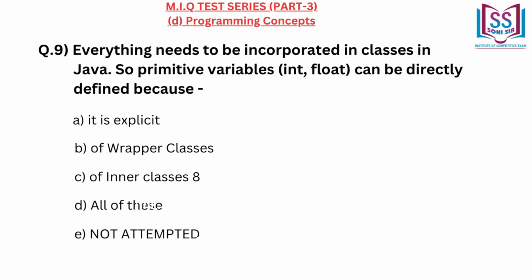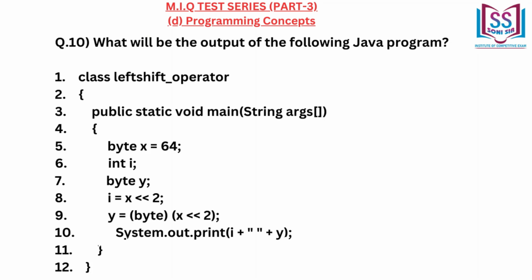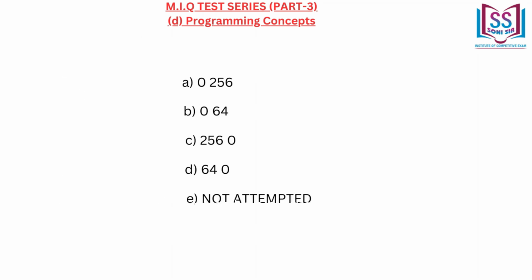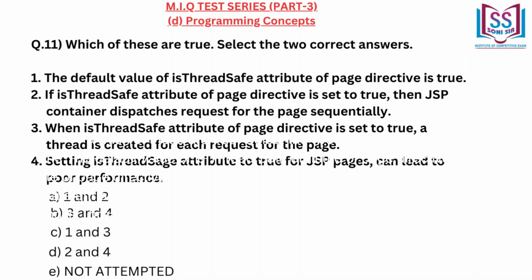Everything needs to be incorporated in classes in Java. So primitive variables like int and float can be directly defined because A. It is explicit. B. Of wrapper classes. C. Of inner classes. D. All of these. What will be the output of the following Java program? A. 0 and 256. B. 0 and 64. C. 256 and 0. D. 64 and 0.